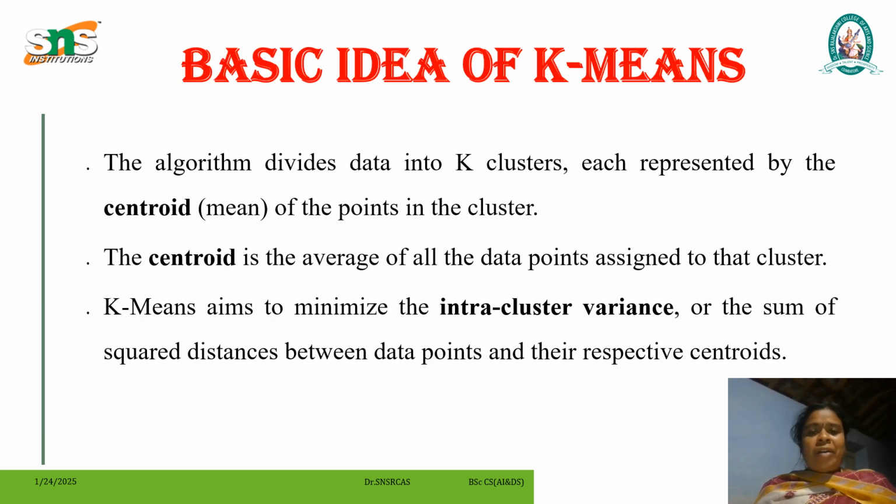Next one, basic idea of K-means. The algorithm divides the data into k clusters, each represented by the centroid, that is the mean, of the points in the cluster. The centroid is the average of all the data points assigned to the cluster. K-means aims to minimize the intra-cluster variance, or the sum of squared distances between data points and their respective centroids.